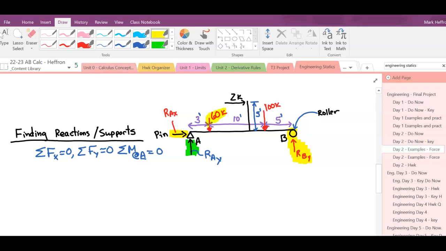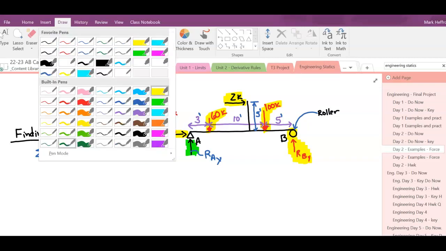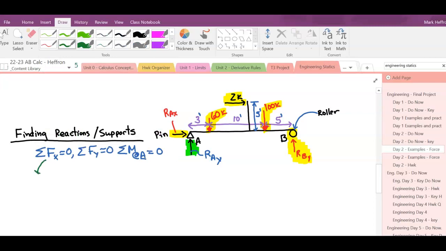I've got a 60 kip force down, a 100 kip force down, this RBY, and a 2 kip force to the right. That means it's easy to sum the forces in the X, so I'll go ahead and do that first. In summing the forces in the X, we have RAX plus 2 kips equals 0, or RAX equals negative 2 kips. So that means it's actually to the left. I'm going to label that as going left because my drawing had it going right.